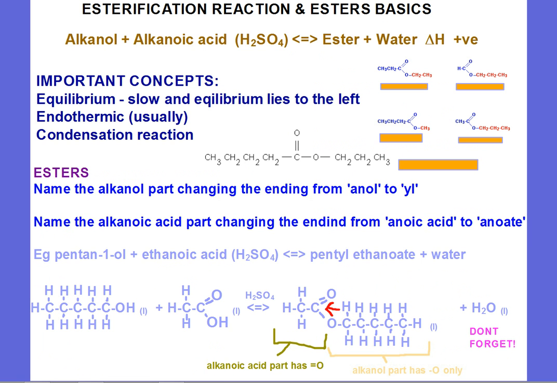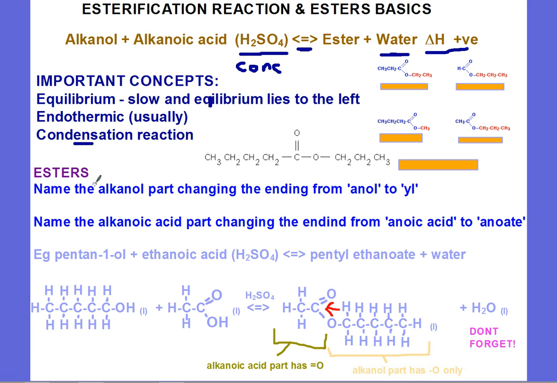Esterification reaction and esters basics. We know that alkanol plus alkanoic acid with a concentrated sulfuric acid catalyst, so I'm going to put conc here because it's concentrated sulfuric acid, is in equilibrium with an ester and water, and usually it's endothermic. The important concepts to remember about esterification are it's an equilibrium reaction, but it's a slow reaction, and equilibrium lies to the left, and therefore we don't get a very high yield of ester. It's usually endothermic, and it's a condensation reaction, therefore it produces this small molecule, water.